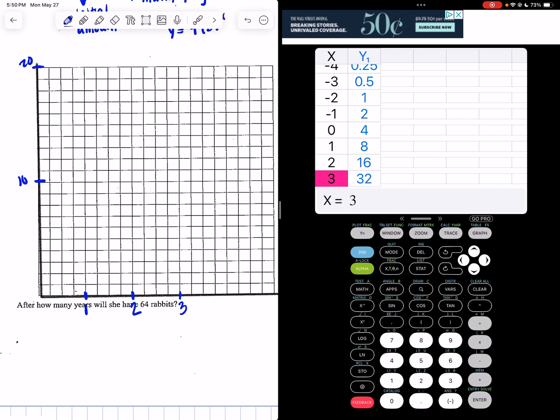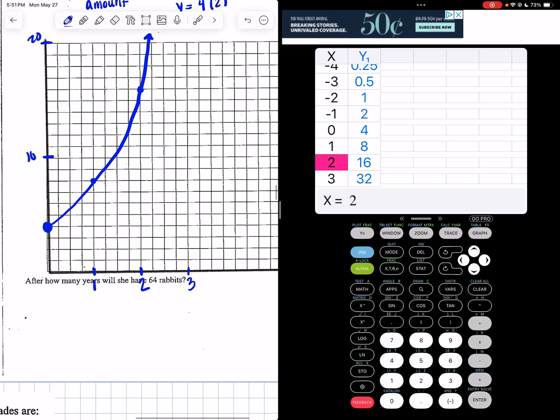Now I'm going to start at x equals 0, and I'm going to plot the number 4. So 1, 2, 3, 4. At 1, I'm going to plot 8. At 2, I'm going to plot 16. And now I'm going to connect my points. Now, one thing you have to do is make sure that it is curved, because an exponential function is curved.